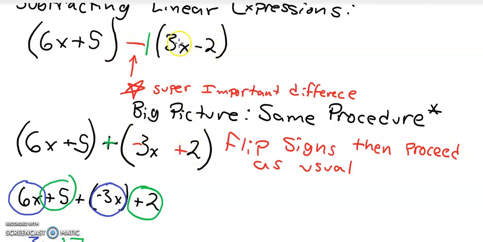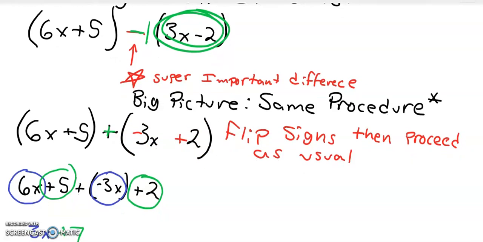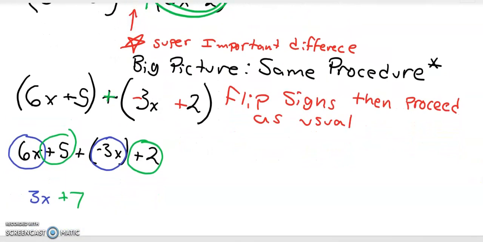Right? Because we are subtracting this whole quantity up here, so it's the same as adding the opposite of that quantity. And to get the opposite of that quantity, we just put in the additive inverse, the opposite. We flip the sign from positive to negative and negative to positive. And then we just do the exact same thing. We have a 6x, we now have a negative 3x. 6x minus 3x, 3x. 5 plus 2, positive 7.